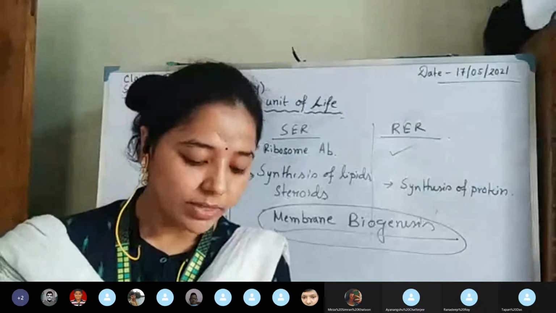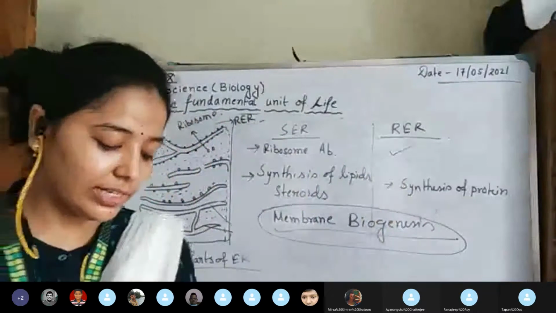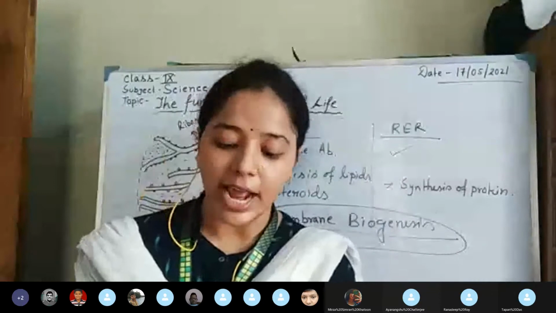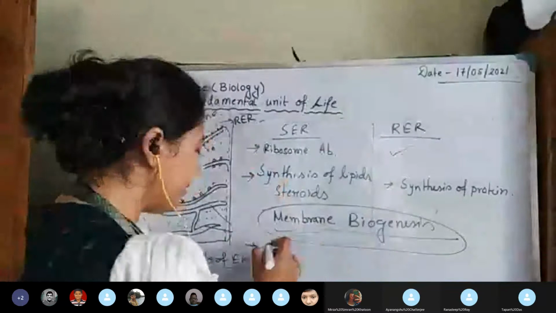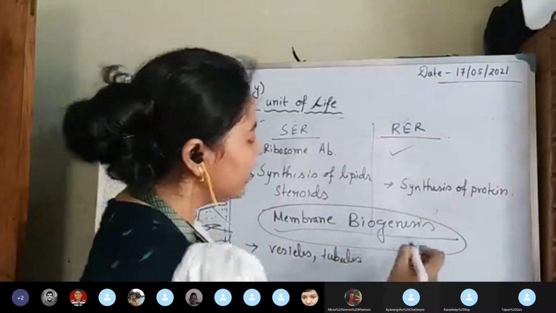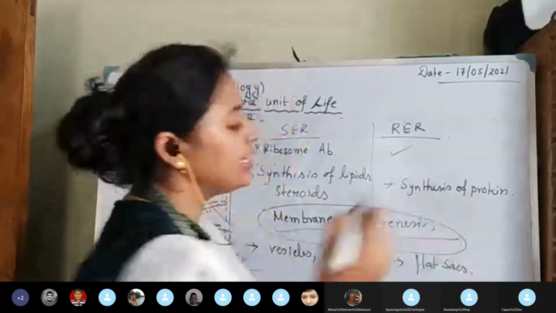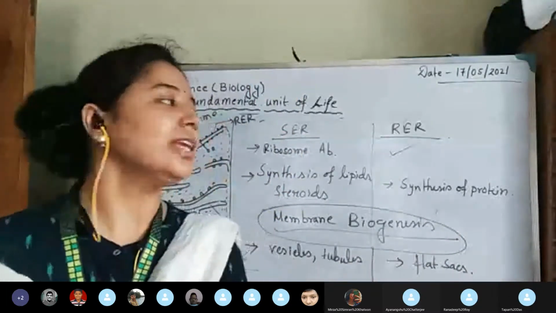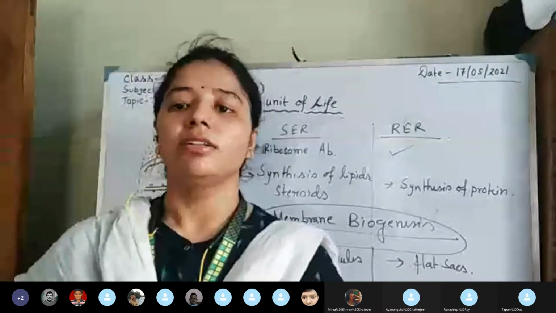Now, the next thing I want to say: I have told two differences between SER and RER. Another difference, as I have told you, is structure, just as vesicles, tubules and flat sacs. In case of SER, vesicles and tubules are present, but in case of RER, only flat sacs are present. Okay, get this point, everyone? Here I have made three differences between SER and RER. Everyone got this point?